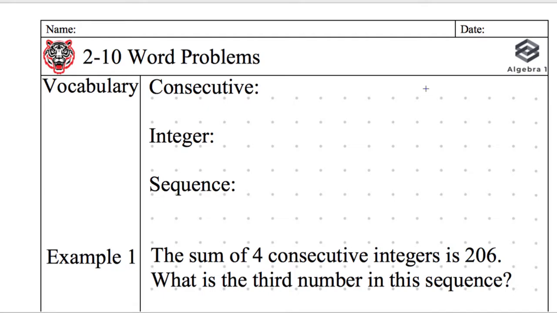All right, this is Algebra 1. We are on our final lesson of the unit, 2-10 word problems. Today is November 1st, so we always write the date, November 1st. Make sure you have your name on your notes.